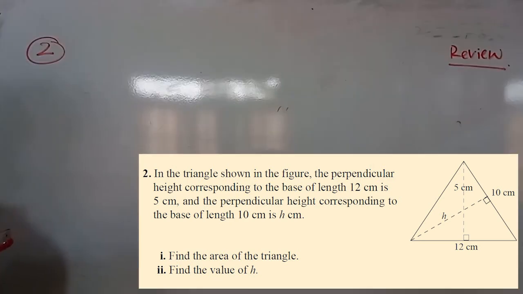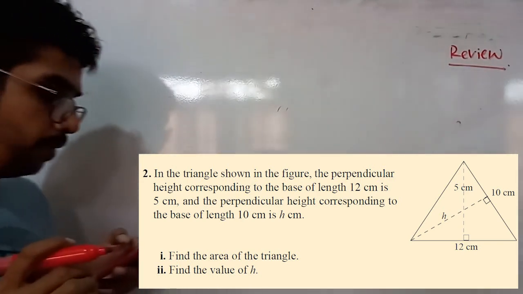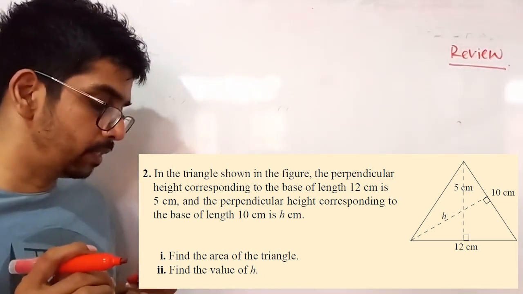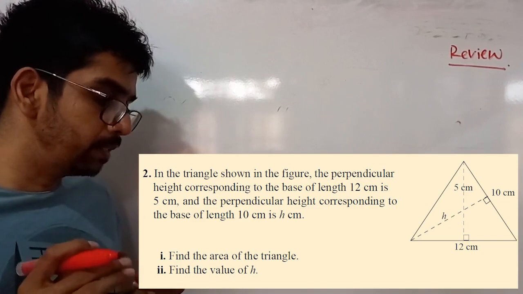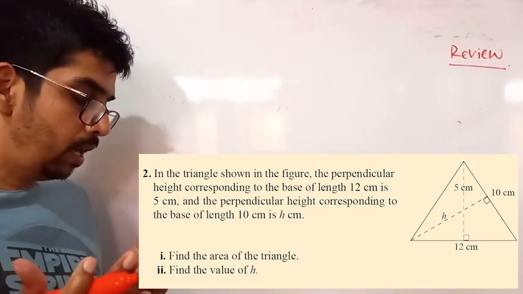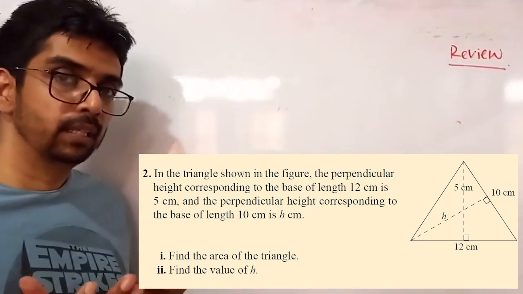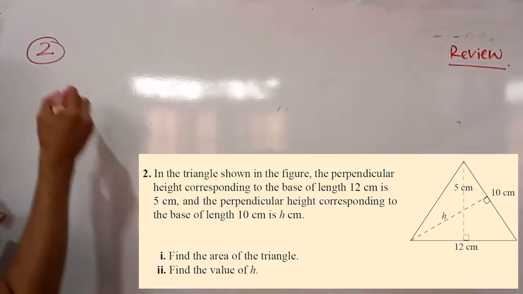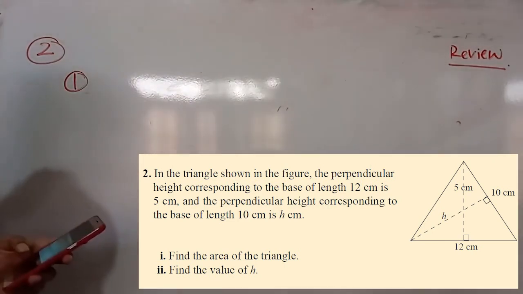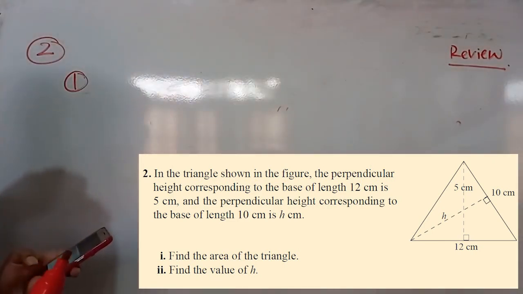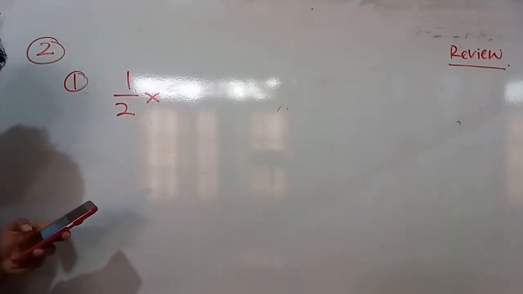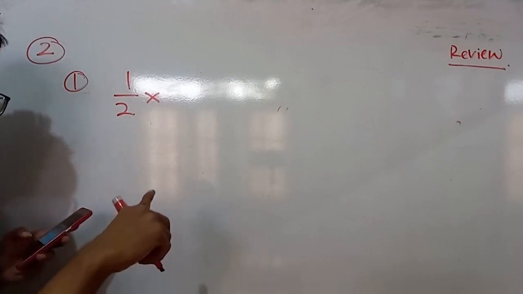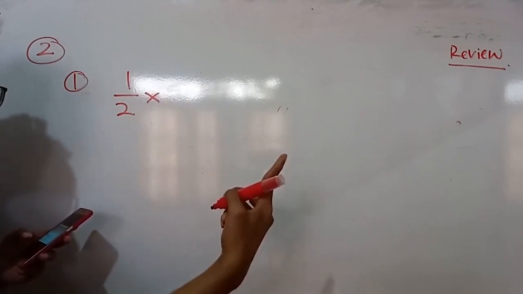Question number 2. In the triangle shown in the figure, the perpendicular height corresponding to the base of length 12 centimeters is 5 centimeters, right? And the perpendicular height corresponding to the base of length 10 centimeters is h centimeters, right? Find the area of the triangle, right? So kindly pay your attention to the triangle, okay? So find the area of the triangle. So what is the area of the triangle? Half into base, so base into perpendicular height.